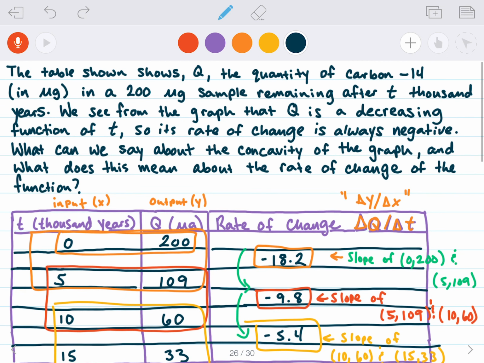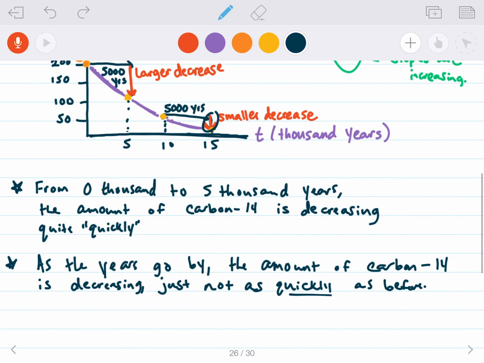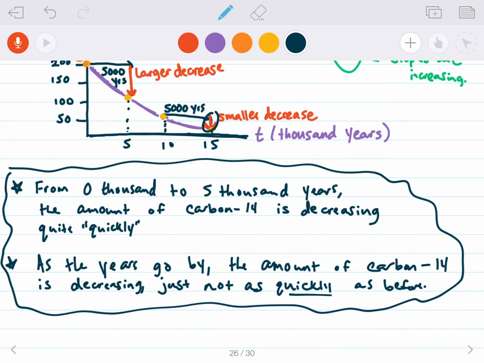Did they want us to mention anything else? So we talked about concavity. It was concave up because the slopes are increasing as time goes on. And, right, okay, so good. We talked about this. So this is the real world interpretation of this graph.